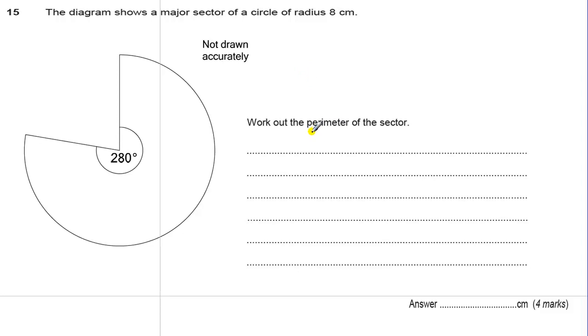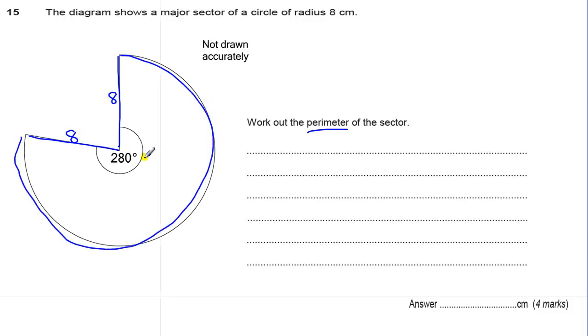Two types of sector questions. We can have a perimeter question or an area question. Area is slightly easier because you don't have to remember to add anything extra at the end, but with a perimeter question we need to add these two lengths here, which are both 8, as well as find out this length of the arc around the outside. Okay, we'll start with finding the length of the arc around the outside.